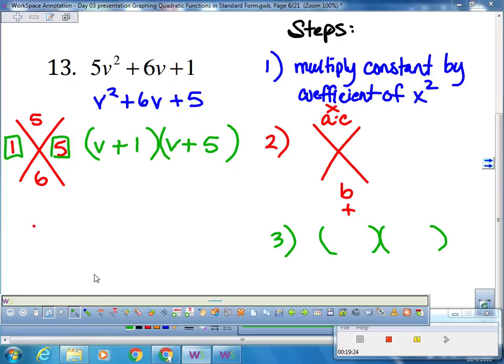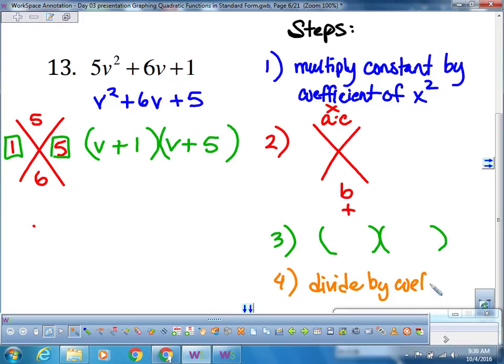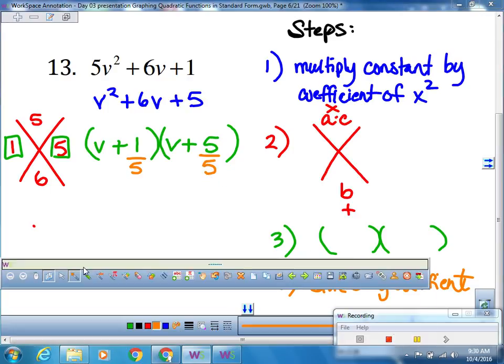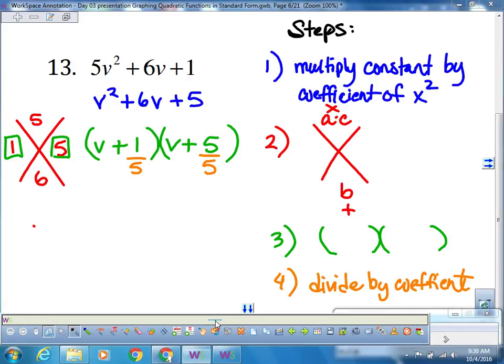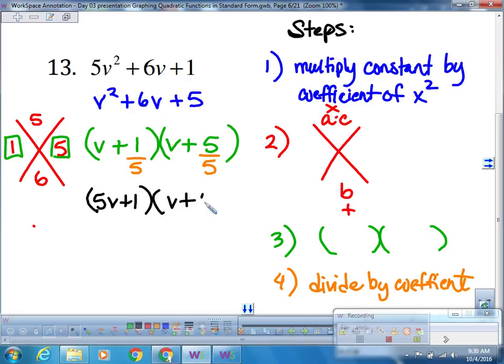What's my last step? Divide by coefficient. Good word. Divide. We're going to divide by 5. So lastly, if I don't want it in fraction form, then I would move the 5 in front of the v. 5v plus 1 and v plus 1.